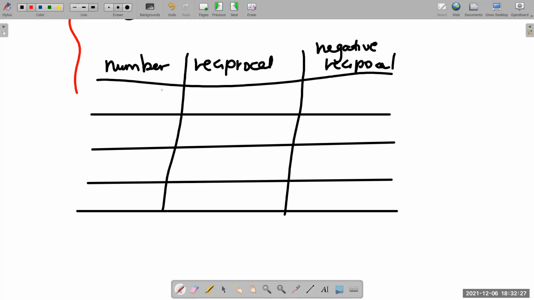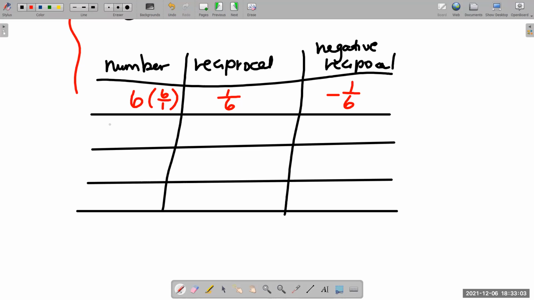Okay, so I'm going to give you a number. Let's look at 6. We know 6 is the same thing as 6/1. Agreed? So what is the reciprocal? The reciprocal can simply be 1/6. So the negative reciprocal is going to be negative 1/6. Everybody see that? Talk to me if you're with me. So there we go. We keep going.